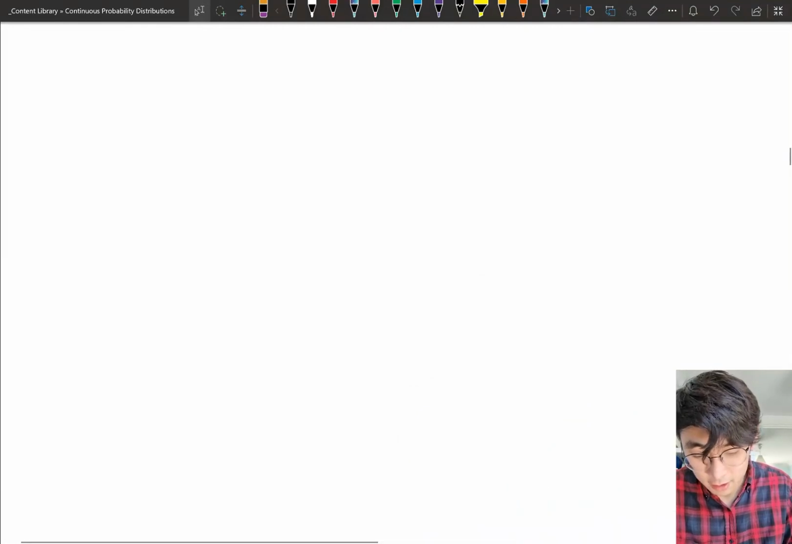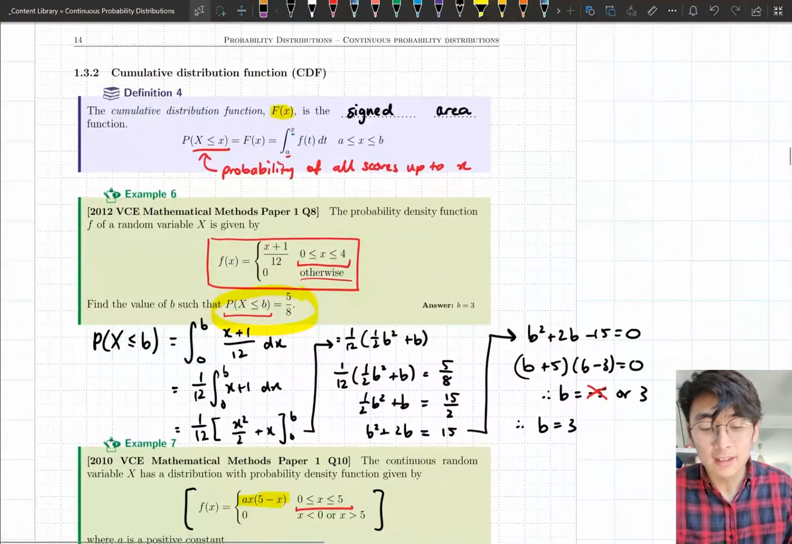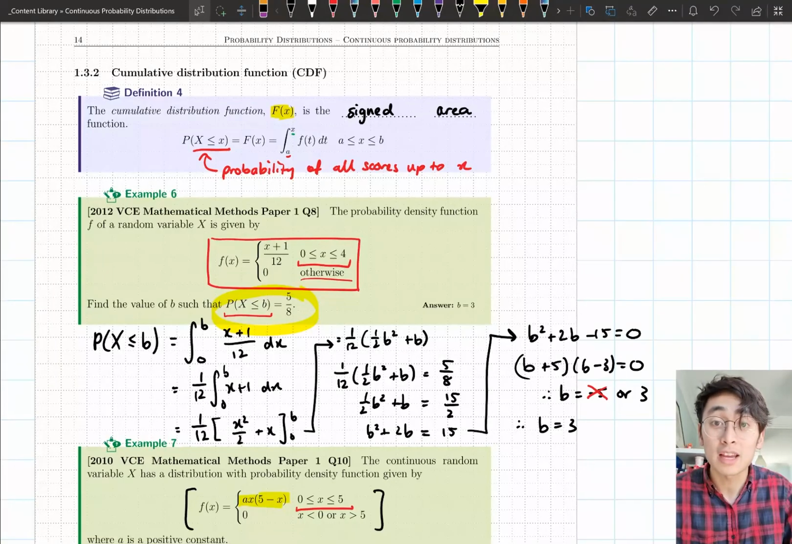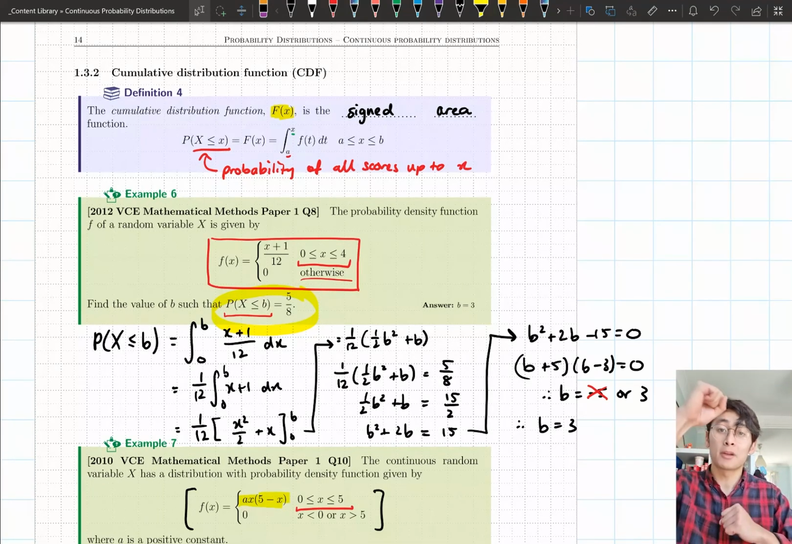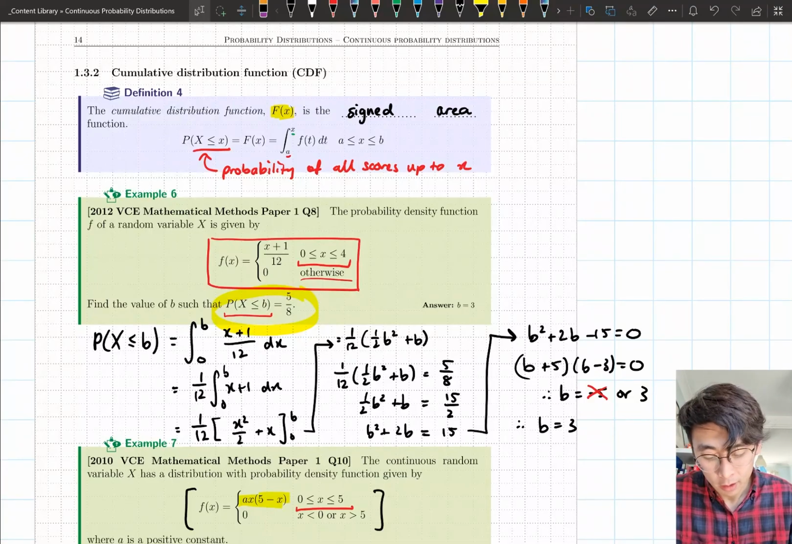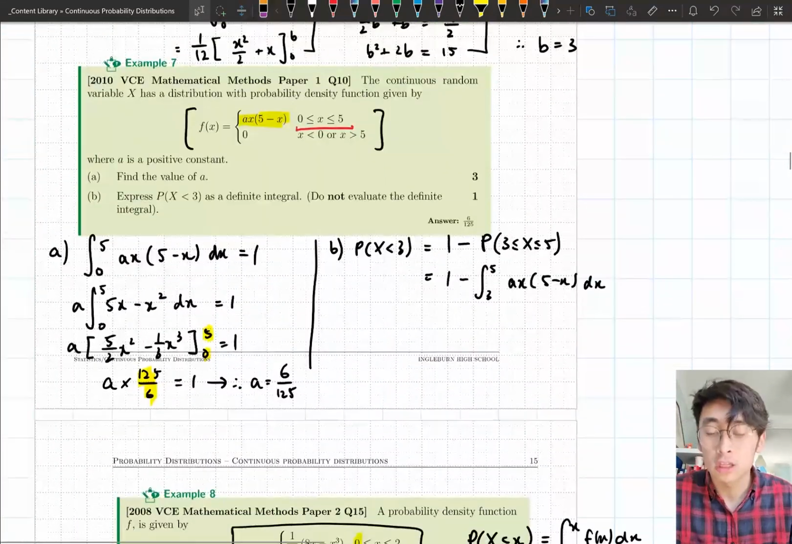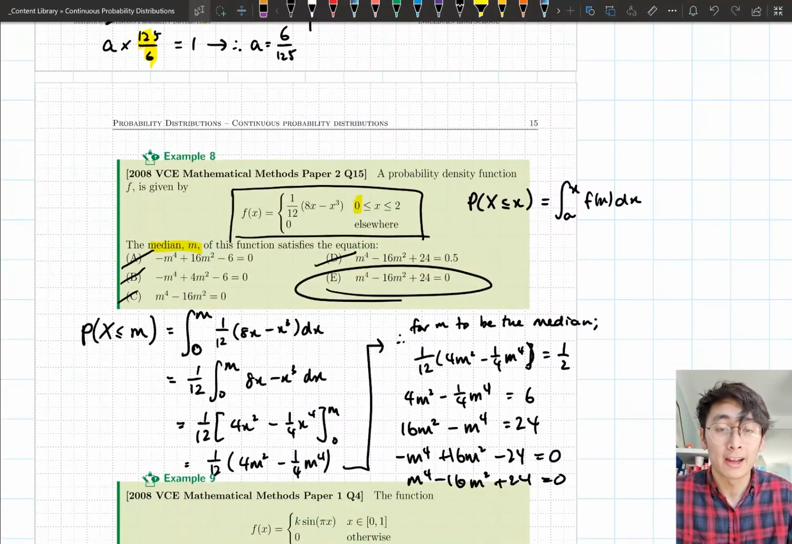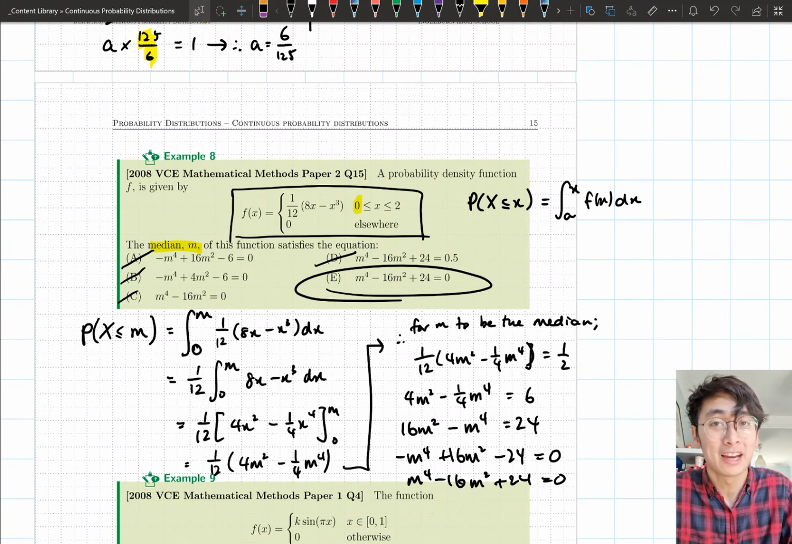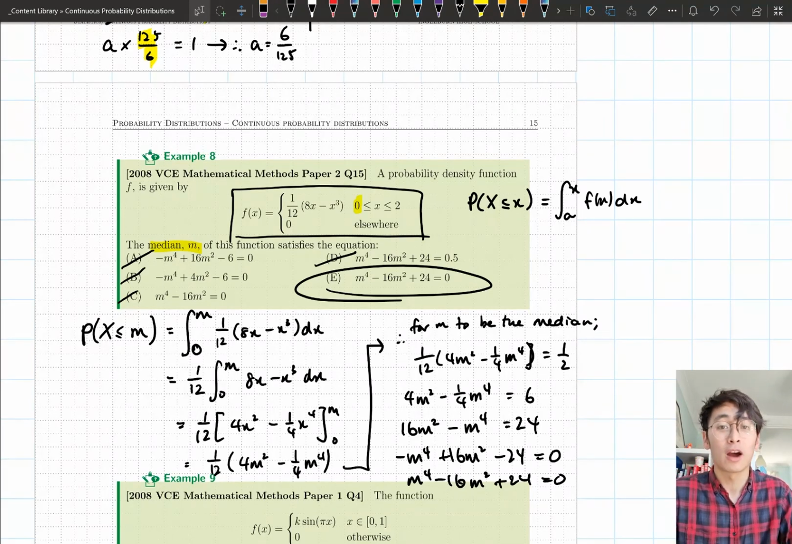A cumulative distribution function is a signed area function. What this actually tells me is the probabilities of all the scores up until the given score that we looked at. So what we want to do here is just take the integral from our lower boundary up until the given value that we're looking at. We've done a few questions where we needed to apply that in different scenarios. The other thing we needed to do, if we wanted to find the medians or quartiles, is let our cumulative distribution function be equal to a half for our median, a quarter for our lower quartile, and 3/4 for our upper quartile.